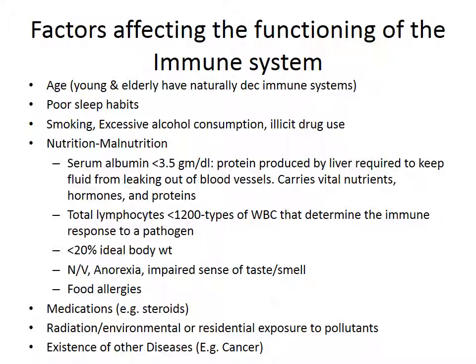This protein carries vital nutrients, hormones, and proteins. A total lymphocyte count of less than 1,200, the types of WBCs that determine the immune response to a pathogen, and less than 20% of ideal body weight are also associated with a poorly functioning immune system. Nausea and vomiting, anorexia, impaired sense of taste and smell, and food allergies are all problems with nutrition and malnutrition. Other factors that affect the functioning of the immune system are certain medications, for example, steroids, radiation and environmental or residential exposure to pollutants, and existence of other diseases such as cancer.